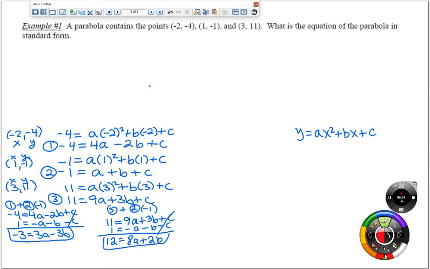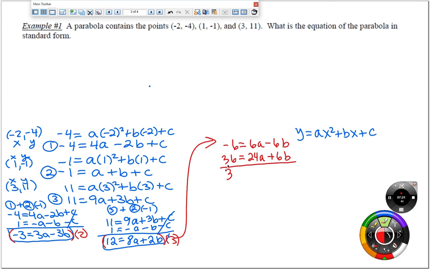So I'm going to do it the first way that was mentioned. You guys do it the other ways. We should get the same values for A and B. We're doing the same process, just with slightly different methods. So times 2 and times 3. So I'm going to have -6 equals 6a minus 6b. And then I'm going to have 36 equals 24a plus 6b. And I'm going to have 30 equals 30a.